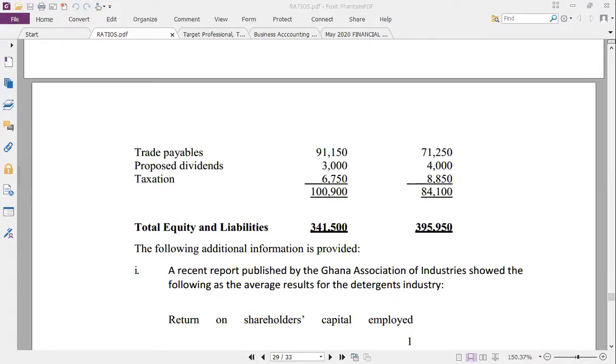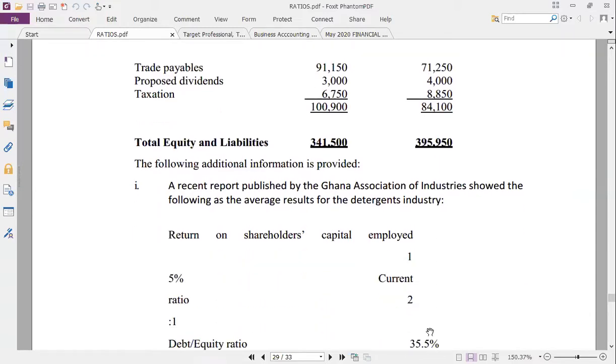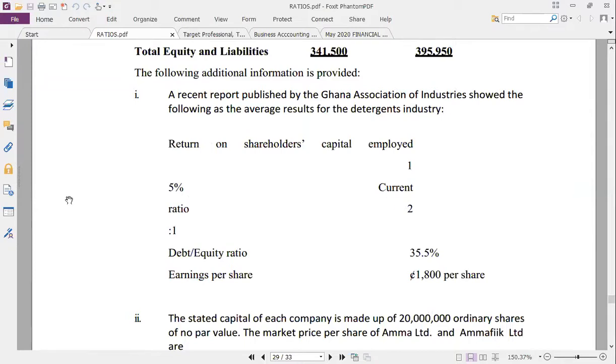You start with your report, then you are done. So here you are only restricted to the ratios given. That's all. So your interpretation must be based on just these ratios. So that means if you are the one sitting and you are not familiar with these ratios: return on shareholders' capital employed, the current ratio, debt to equity, the earnings per share. Return on shareholders' capital employed is the same as what? Return on equity or return on shareholders' fund. So that's the ROI. Good. So basically, that is the game.